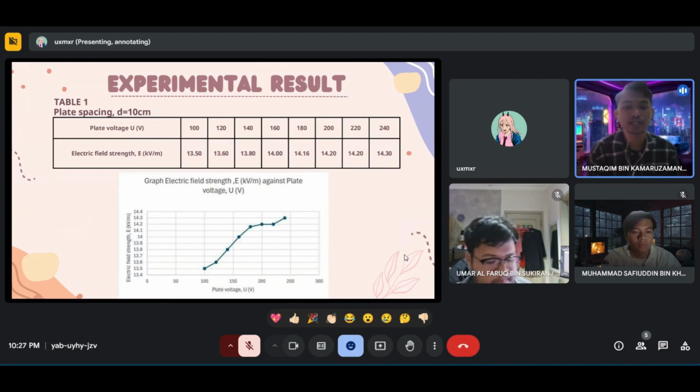So here is the result of our experiment, the graph of electric field strength E, kilovolt per meter, against plate voltage U in the unit of volt. The graph is increasing because when the plate voltage is increased, the electric field strength is also increasing.